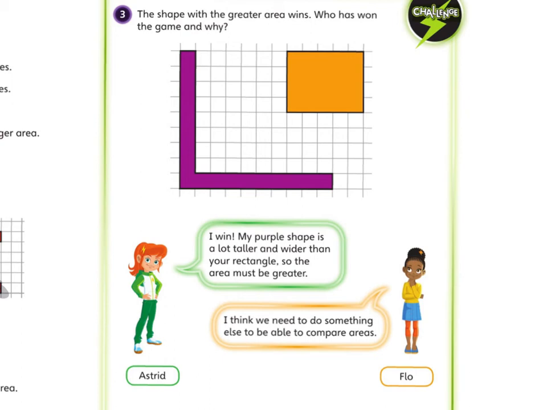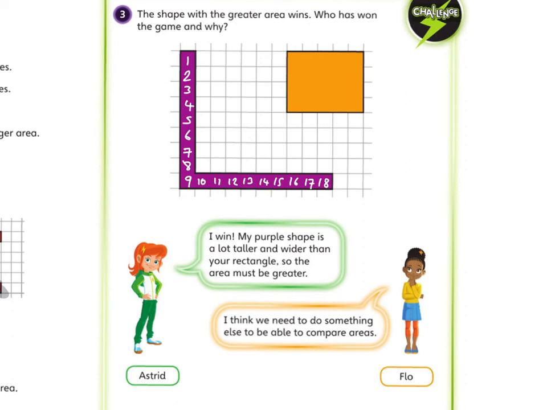Okay, so we've learnt to count the squares in our shape to help us find the area. So this is what we'll do here, because Flo is probably more right than Astrid. Let's have a look. 1, 2, 3, 4, 5, 6, 7, 8, 9, 10, 11, 12, 13, 14, 15, 16, 17, 18. So Astrid's shape, the purple shape, is 18 squares.